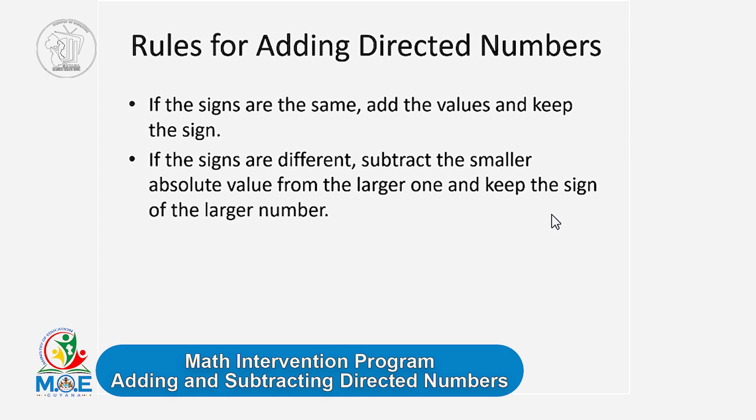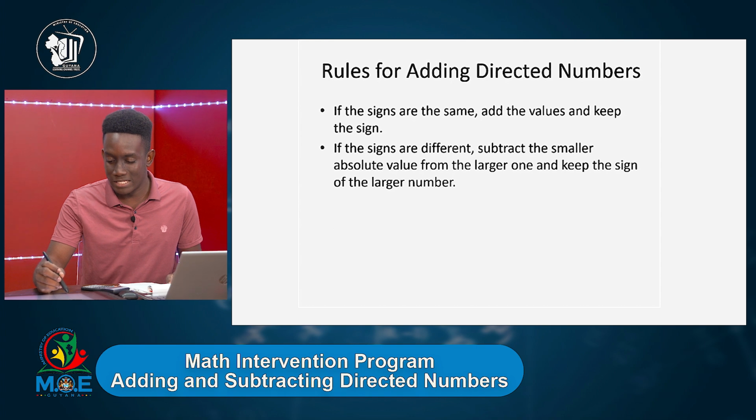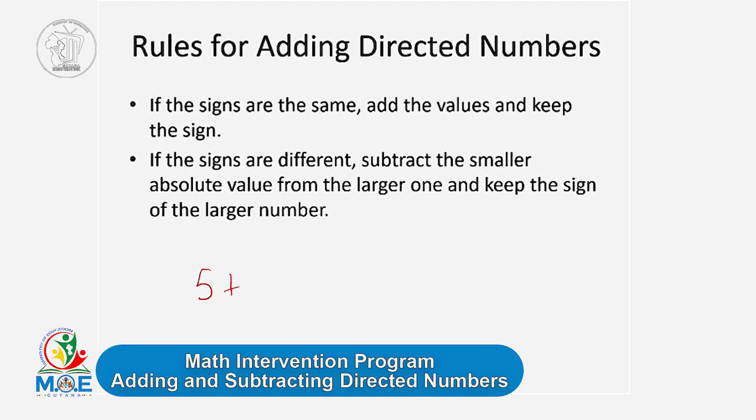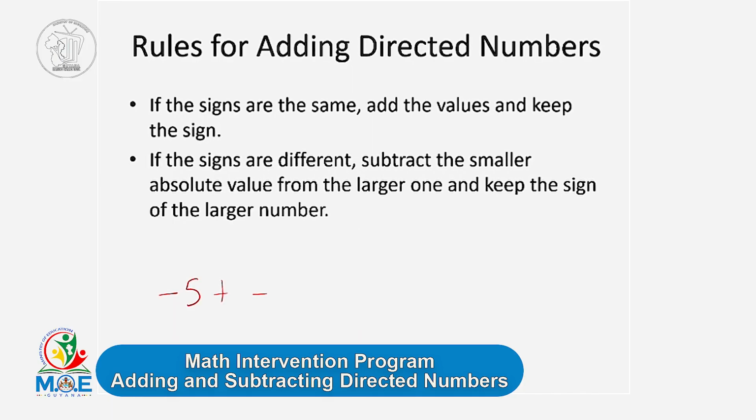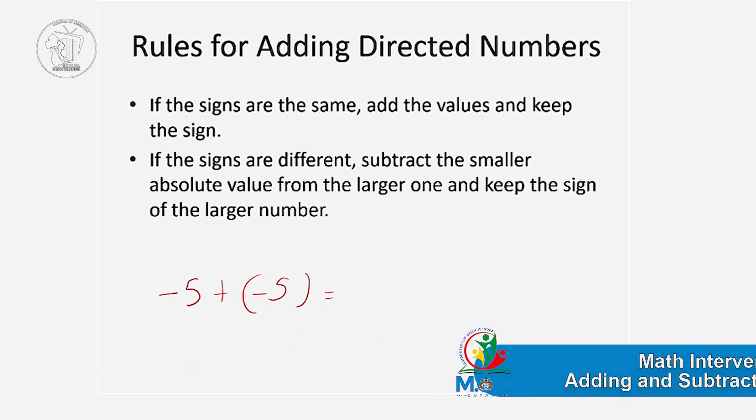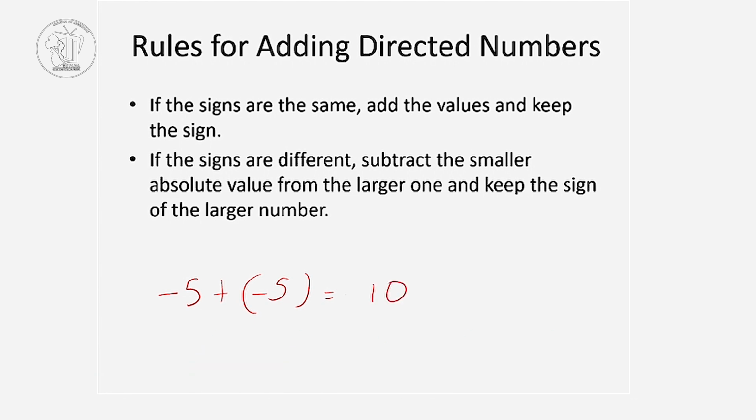So the rule for adding directed numbers says, if the signs are the same, add the values and keep the sign. That's basically saying if you have 5 plus 5, that would give you 10. That is common sense. Or if you have negative 5 plus negative 5, you add and you put back the sign. So negative 5 plus negative 5 would give you 5 and 5 is 10, and you put back the sign.